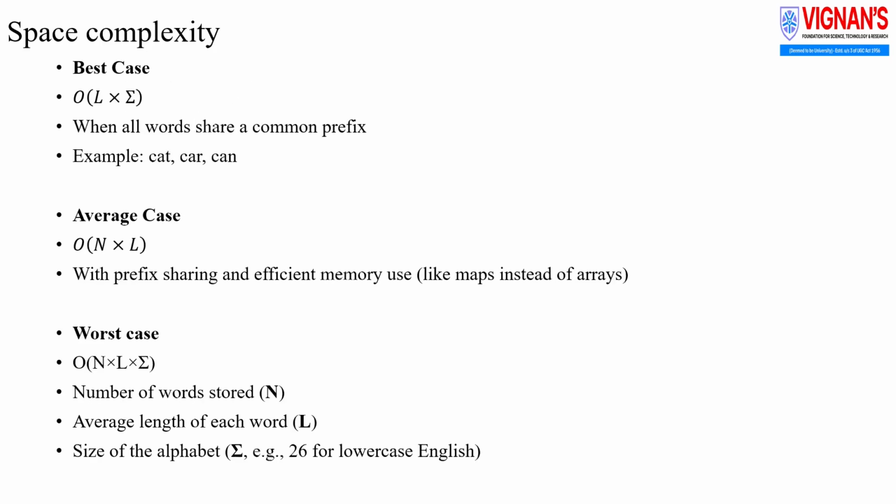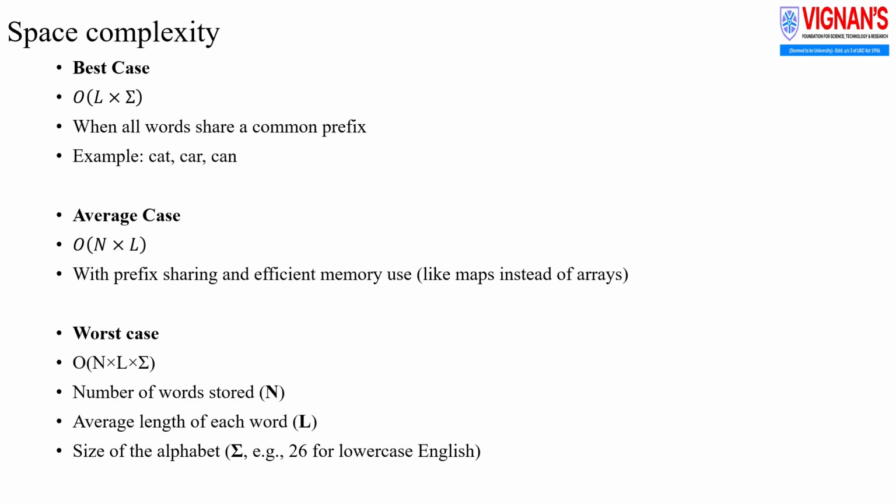Space complexity of trie. This slide explains the space complexity of a standard trie in different cases. In the best case, the space complexity is O(L times sigma), where L is the length of the word and sigma is the size of the alphabet. This occurs when all words share a common prefix, such as cat, car, and can, allowing maximum prefix sharing.